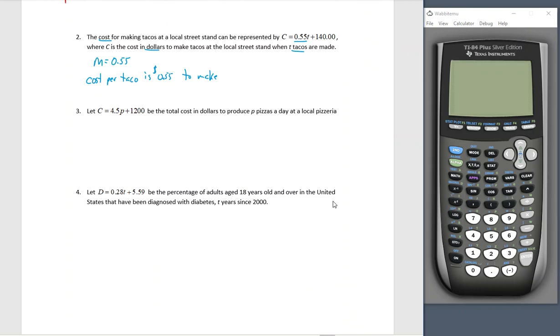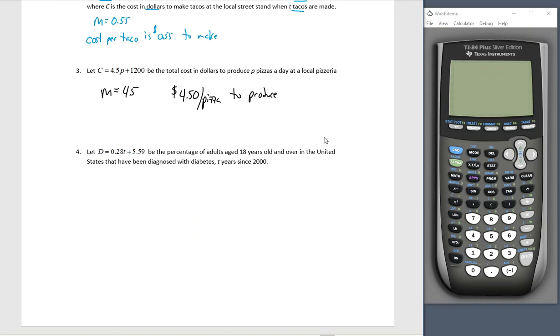Let's now talk about some pizza. Let C equals 4.5 P plus 1,200 be the total cost in dollars to produce P pizzas a day at a local pizzeria. Our slope is 4.5. Well, what does that mean here? It means that it is $4.50 per pizza to produce. So when you buy a pizza for $9, they're making a $4.50 profit. Kinda, after they overcome that $1,200 fixed cost. But it costs the pizzeria $4.50 per pizza to produce.